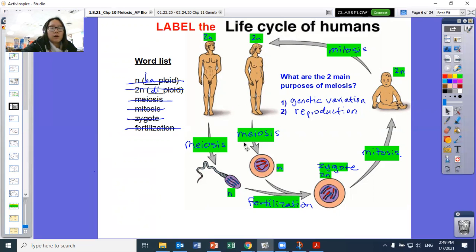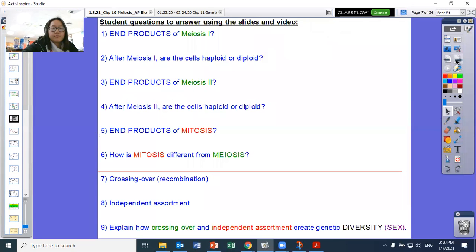The cycle of life doesn't have any phase that stays in N for a long time, because once they're fertilized, they become 2N again really, really quickly. And through the process of mitosis, of growing and making new cells, then staying as 2N, the baby will eventually grow and grow and grow and become an adult again. And the cycle will continue. So what are the 2 main purposes of meiosis? Again, genetic variation and reproduction.